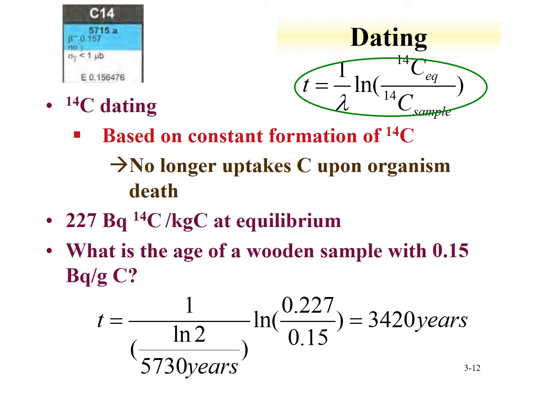And again, it's the same equation that we talked about previously, but now it's specialized for normalization of carbon-14 at equilibrium. And the equilibrium value is shown here. Again, this is listed in becquerel per kilogram. If your data is provided in grams, you need to change that normalization.